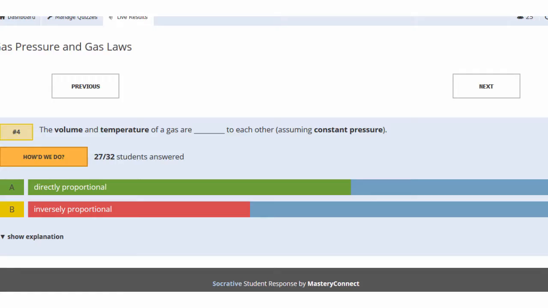Because, of course, when we cooled it down, what happened to the volume? It went down. It got smaller. When we warmed it up, what happened to the volume? It increased. Got bigger. This one's easy. Okay, direct proportions should be really easy. If they go in the same direction, it's a direct proportion.